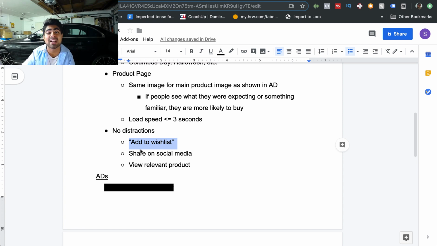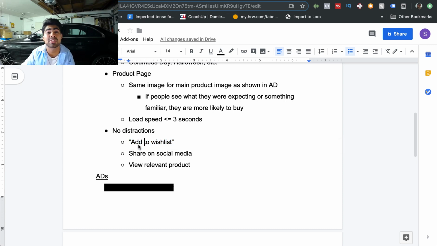So you want to get rid of the add to wish list button in general, because when a customer sees this specific button, they're more likely to get distracted and go off road and off the funnel. One thing you want to remember is when they enter your funnel, which is when they land on your product page, you want them to focus on one thing, and that is clicking that add to cart button.